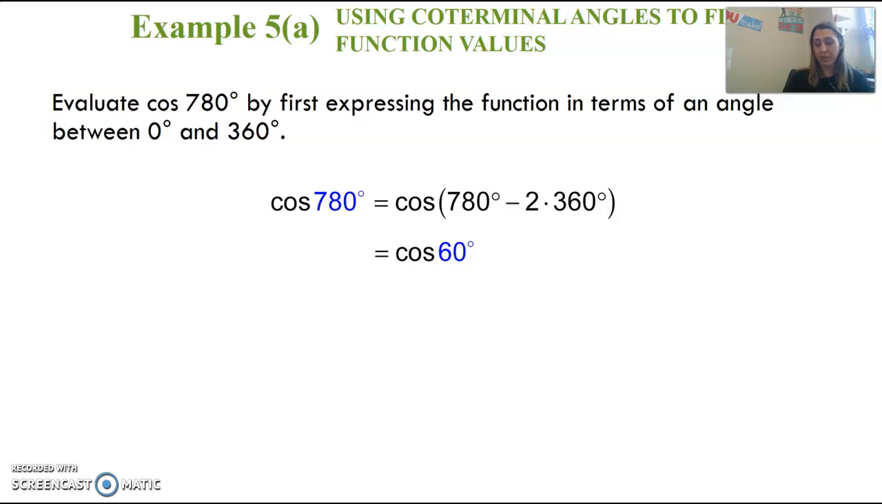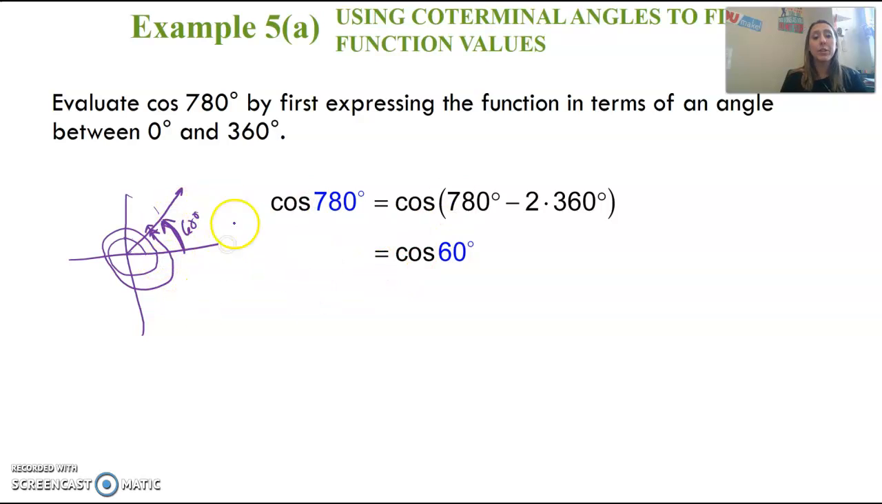Because if we draw this, we have a graph of this. It's positive, so positive 780. Okay, so this is 360, then we get to 720, and we have to go up 60 more degrees. Okay, there's my arrow. And so from here to here, my reference angle is 60 degrees. So that's how we got to the cosine of 60.